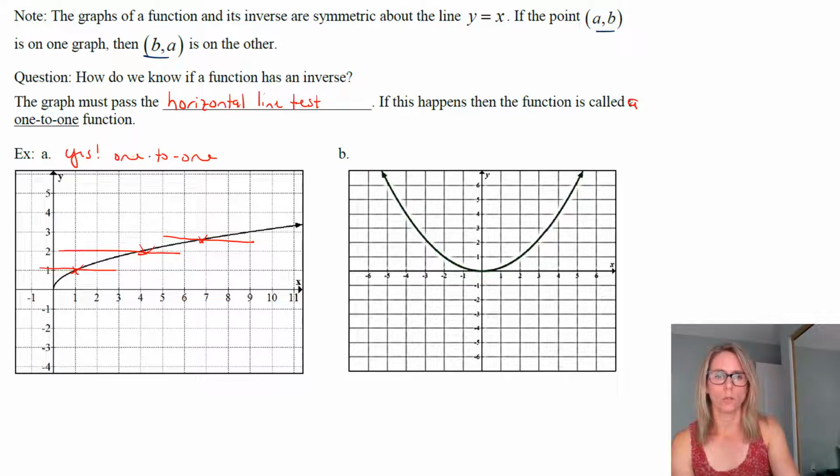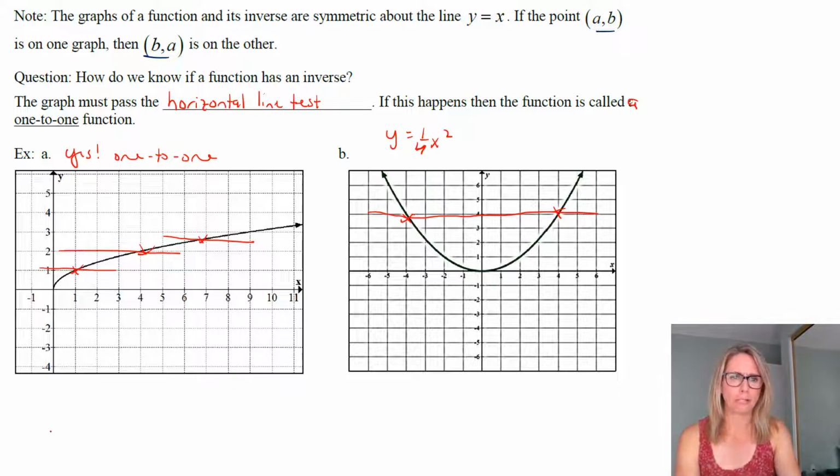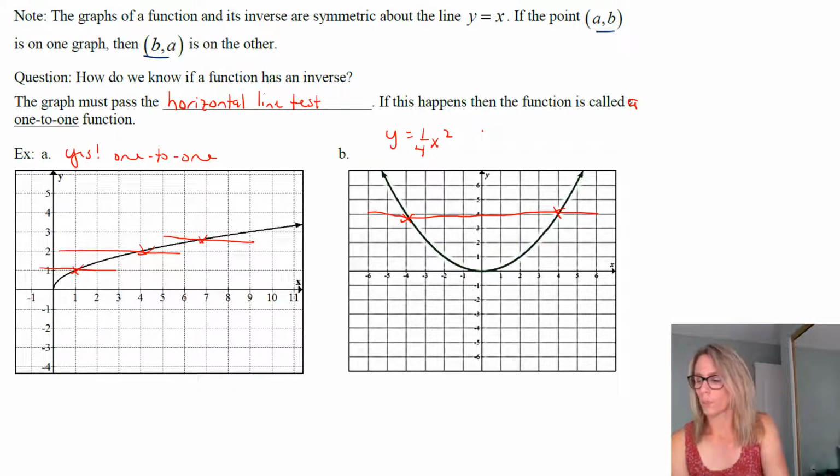Now, the other one, you might be able to see pretty quickly that this function is not 1-to-1. You might recognize it as a parabola. As you can see, it's actually 1/4 x squared. It's kind of weird, but that is the function, 1/4 x squared. But you can see very quickly that it doesn't pass the horizontal line test. So it is not 1-to-1 as it is right now.